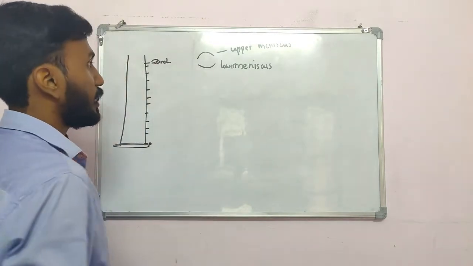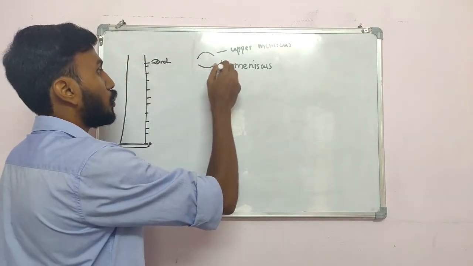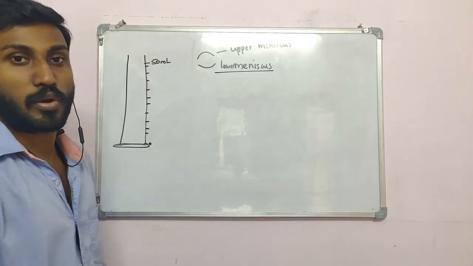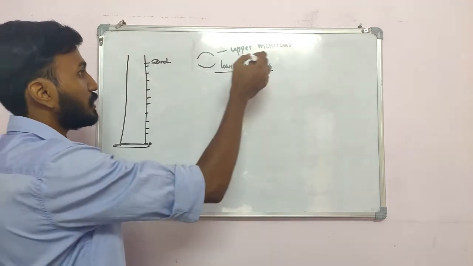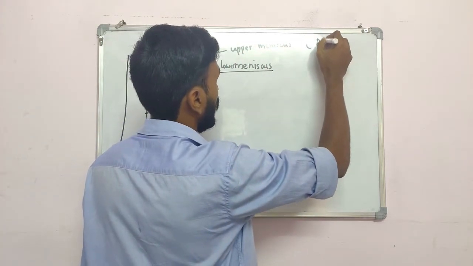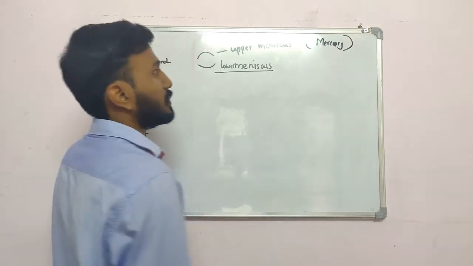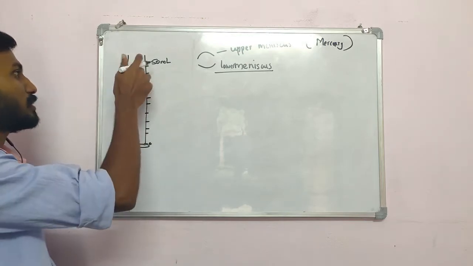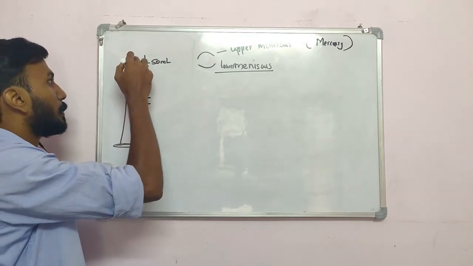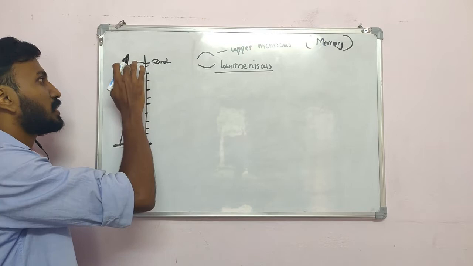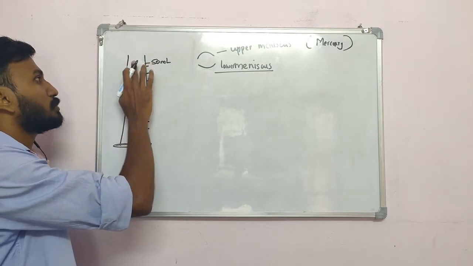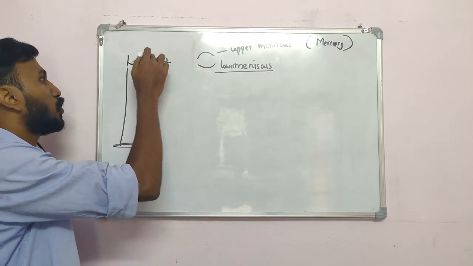So in the case of water we can always see a lower meniscus. In the case of water, a lower meniscus is always formed. But in the case of mercury, mercury always forms an upper meniscus. If you take mercury in this particular cylinder, we can see the upper meniscus like this. If we take water in this particular cylinder, we can see the lower meniscus.